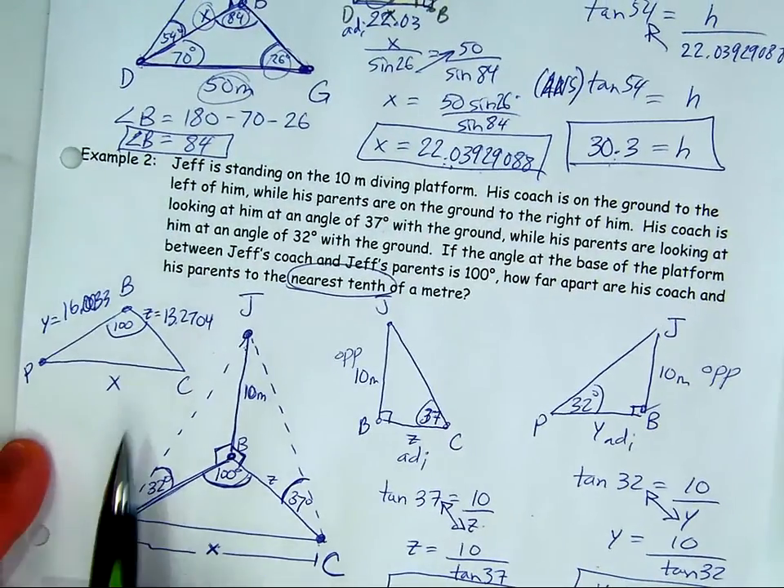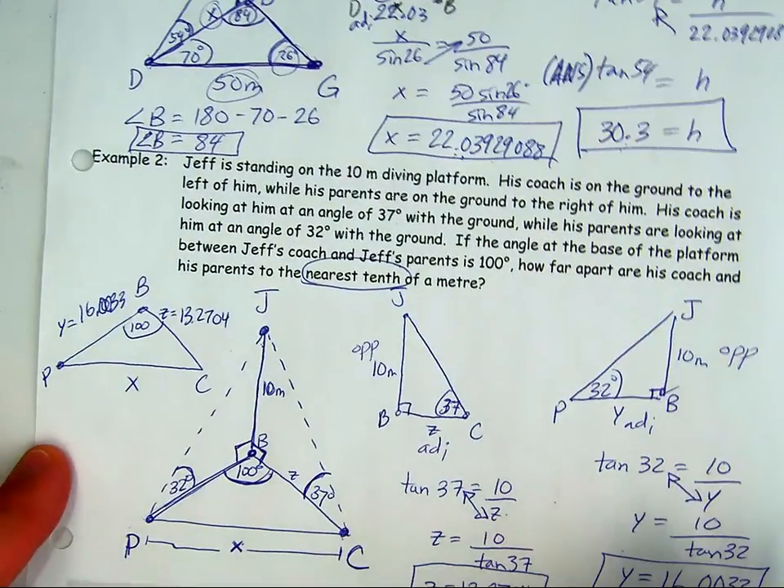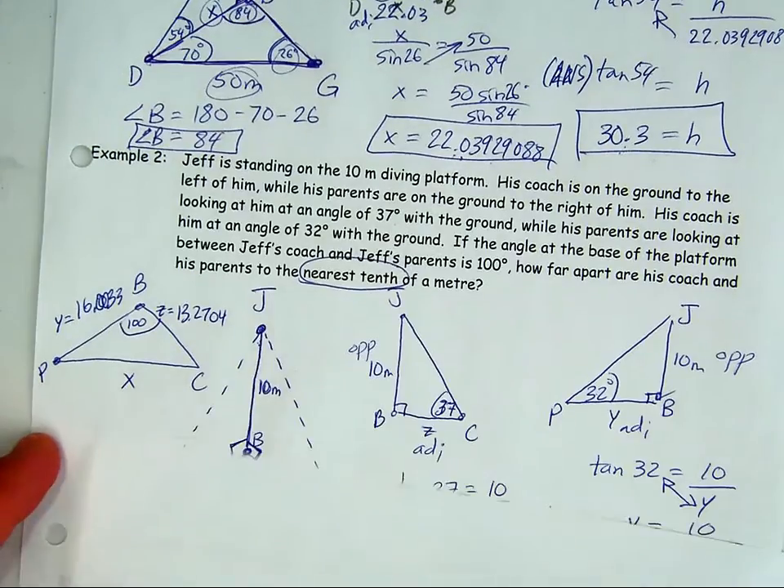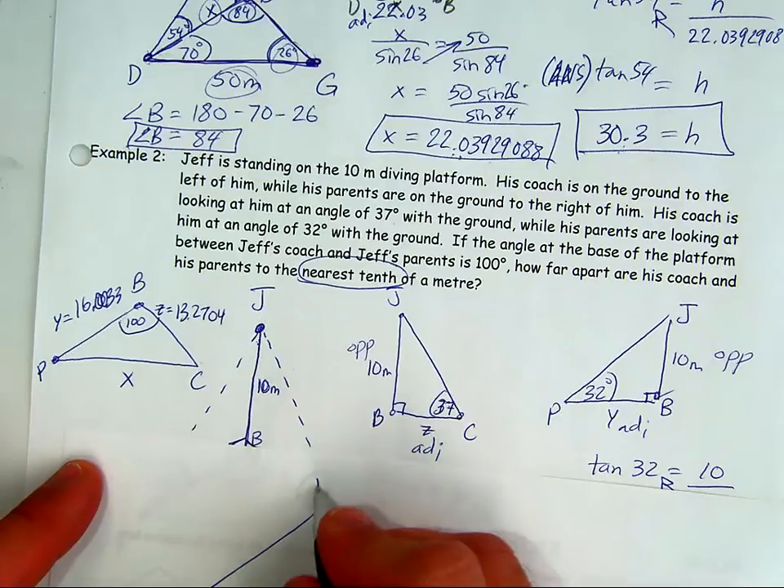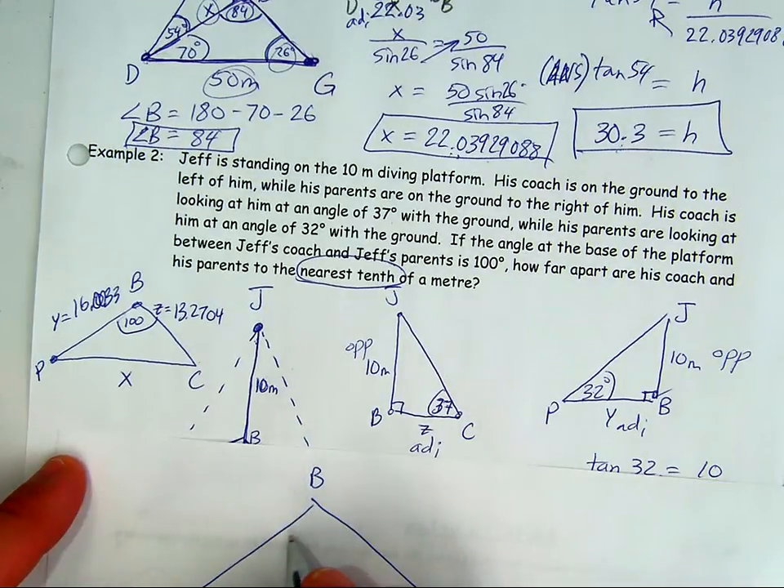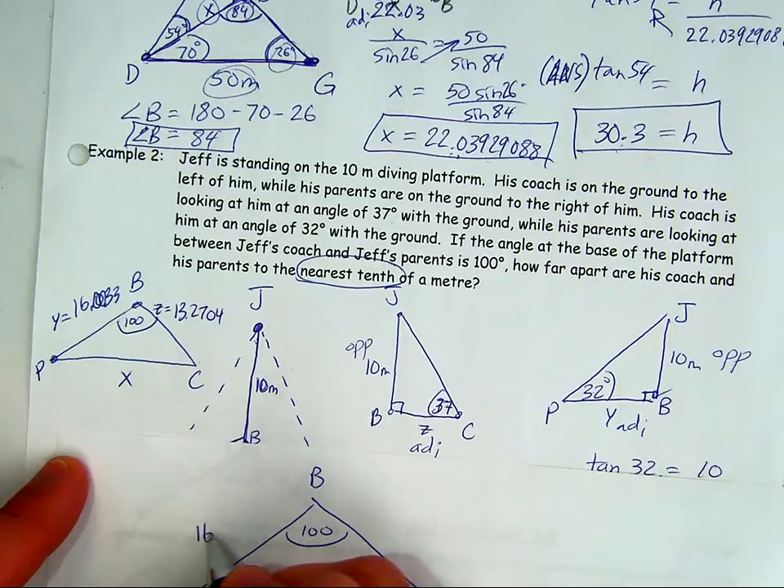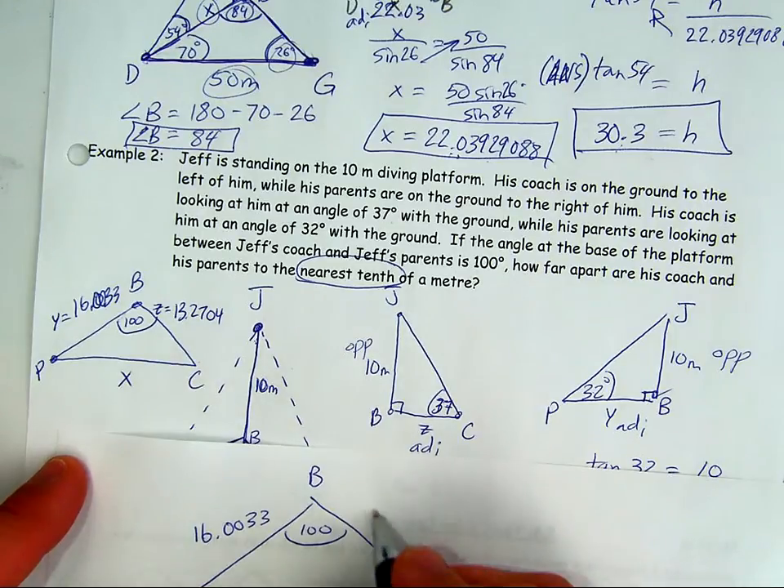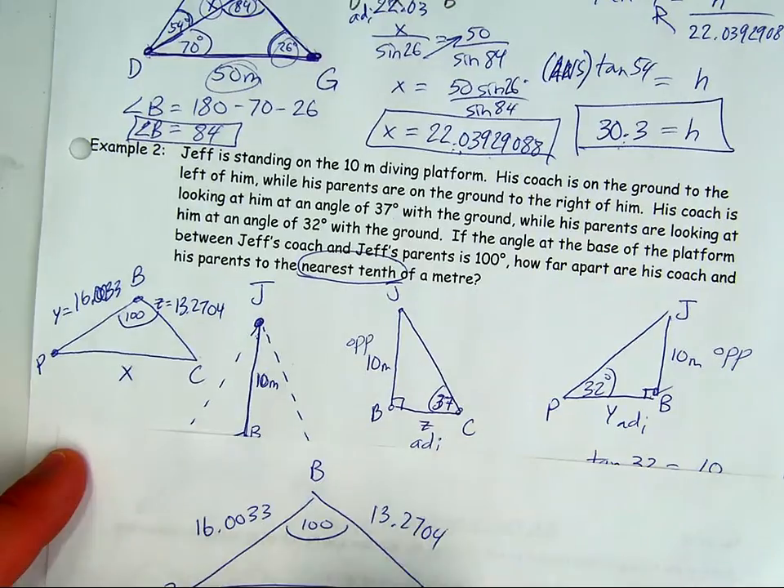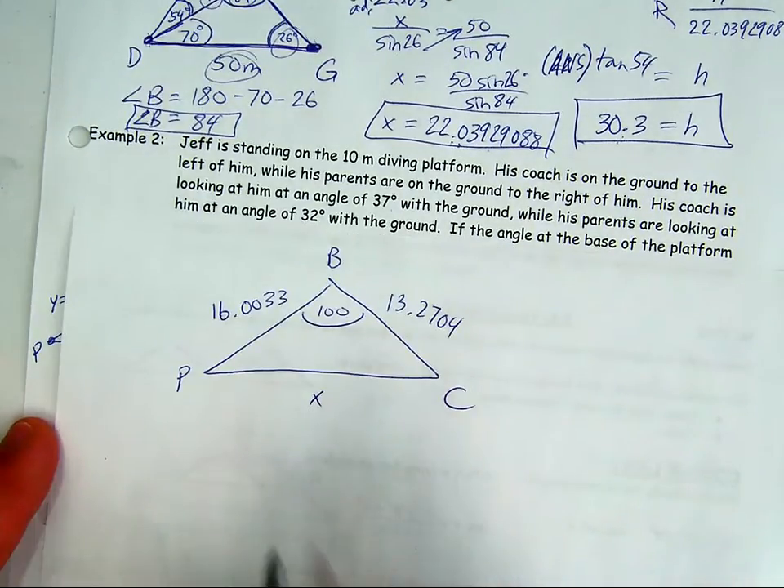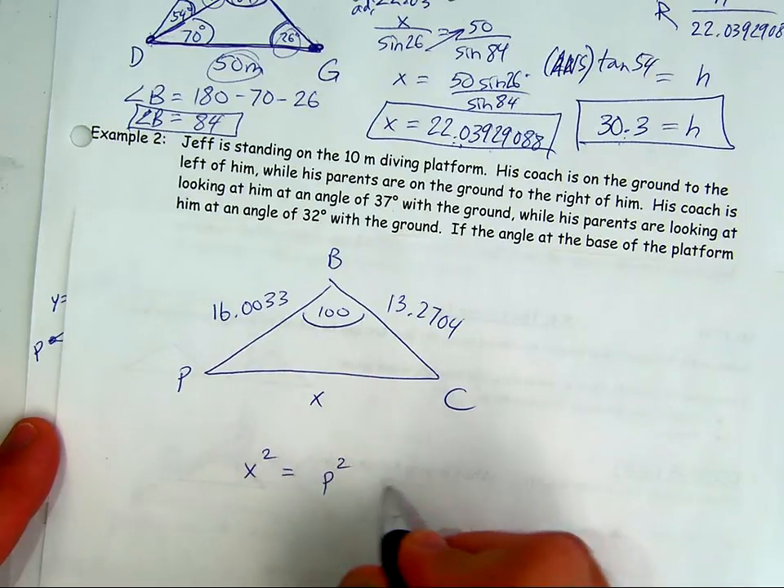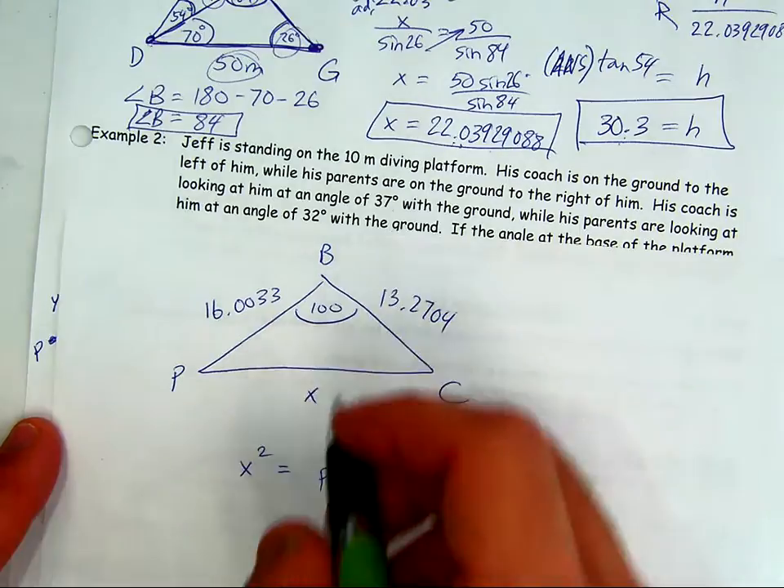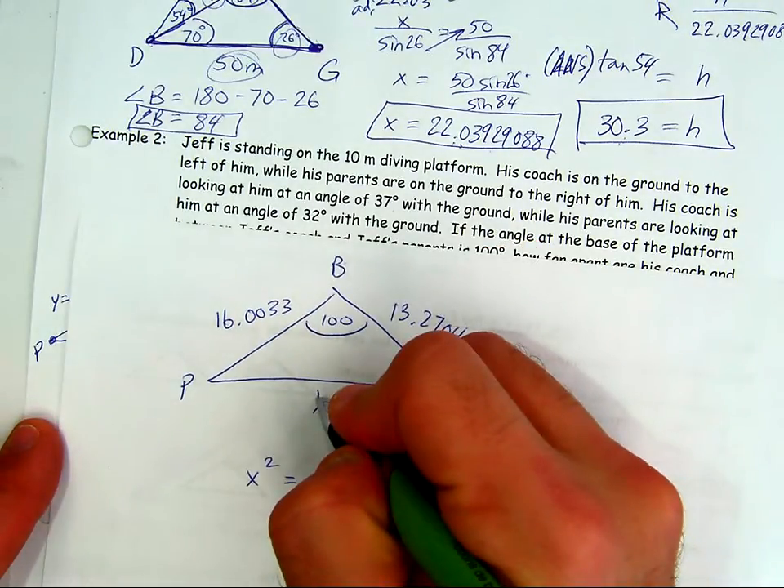Now, clearly, I'm going to let you finish this one, but clearly you can now figure out what X is, because you have a triangle on the ground, where this is the base, the parents, and the coach. This is 100. This is 16.0033. This is 13.2704. And you can figure out X, because I know that X squared is equal to little p squared plus little c squared. And if you wanted to call this B instead of X, that's fine. I'm calling it X.